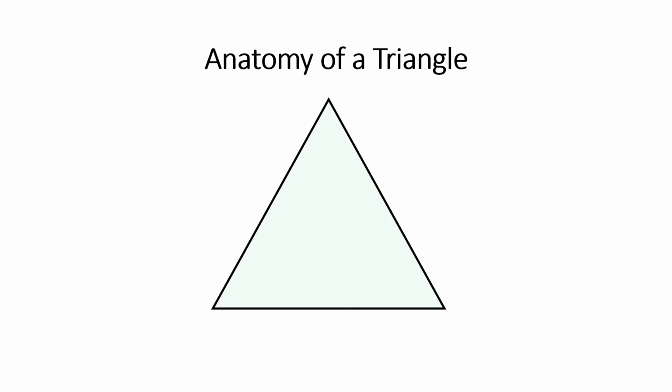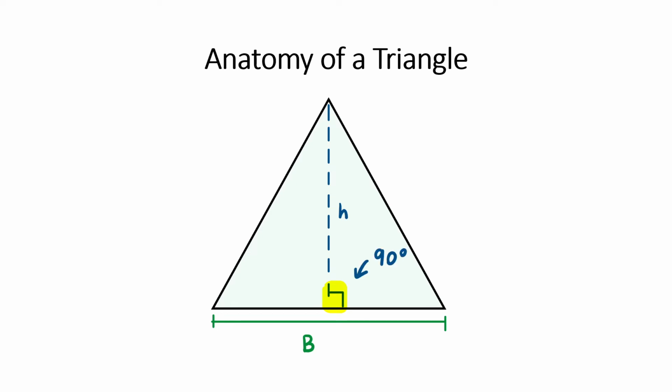Let's begin by breaking down the components of a triangle. Every triangle has two central components: a base, also referred to as B, and a height, also referred to as H. We'll use this diagram from now on. It shows the base and the height of our triangle. I'm sure you noticed that the height of our triangle is set at a 90-degree angle to our base.